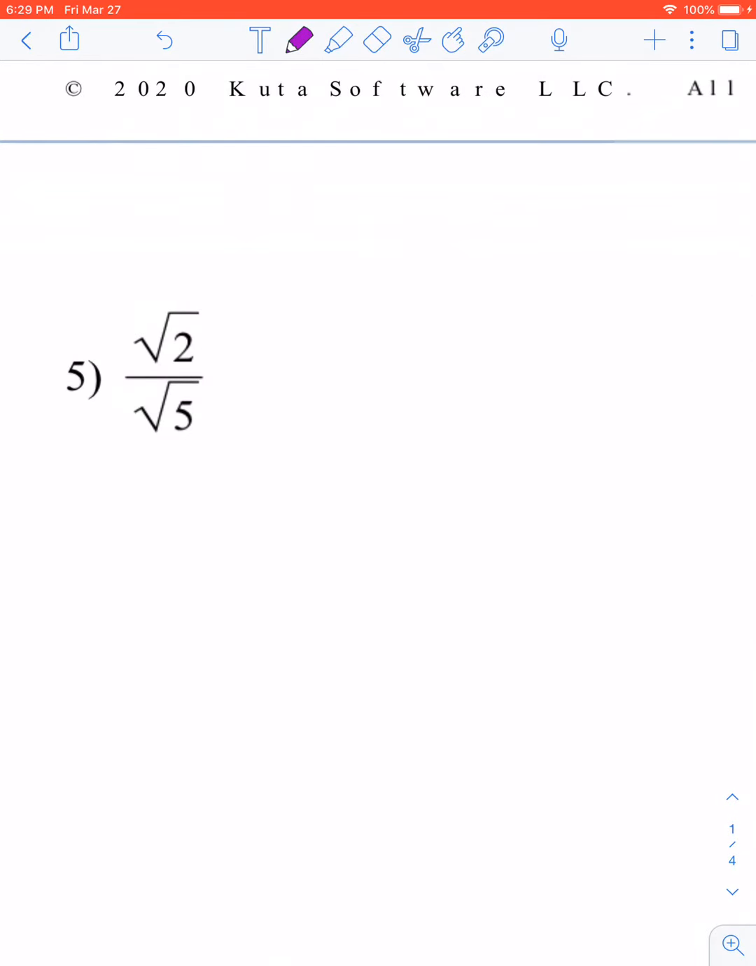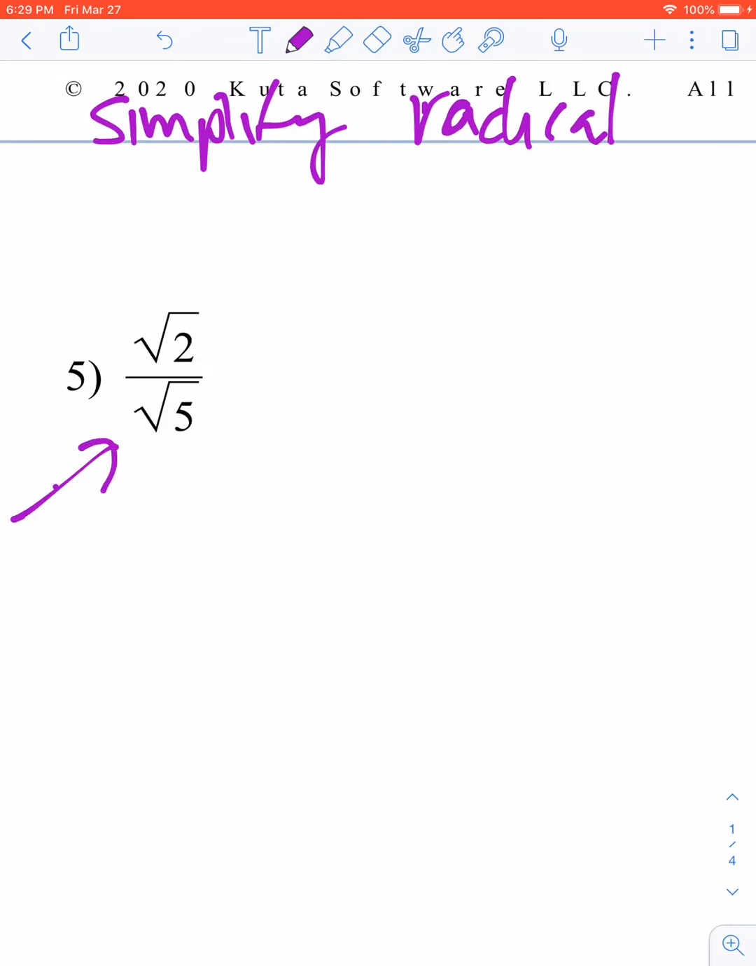Okay, the next grouping of problems is where we have to be able to simplify your radicals into simplest radical form. Recall, you cannot have a radical in the denominator.